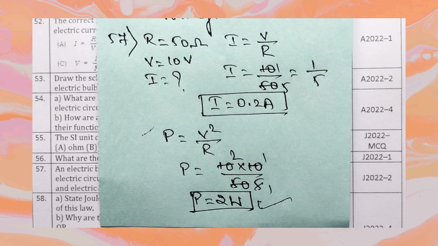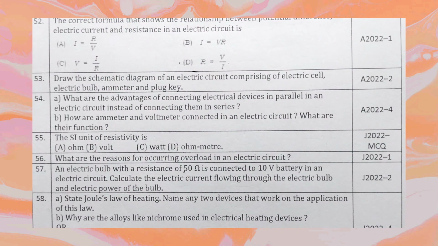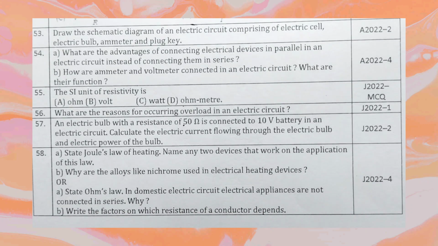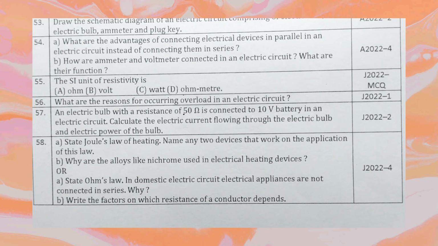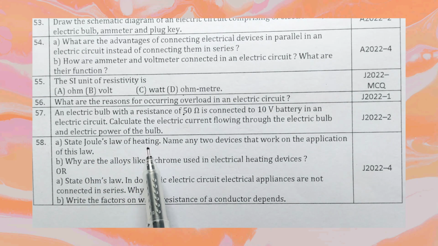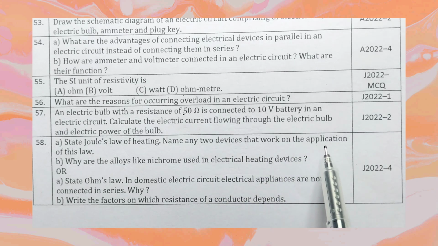So now let us move to question 58, and this is the last question of the previous year question paper of the chapter electricity. In it, the first is: state Joule's law of heating, and mention any two devices that work on the application of this law. The next question is: why are alloys like nichrome used in electrical heating devices? So now let us answer these questions.